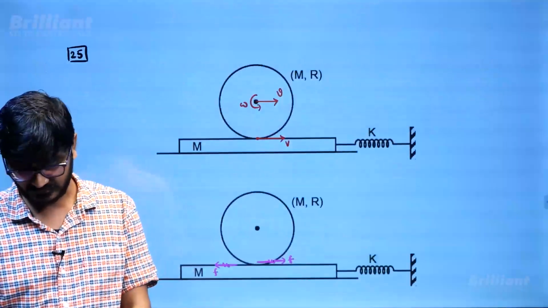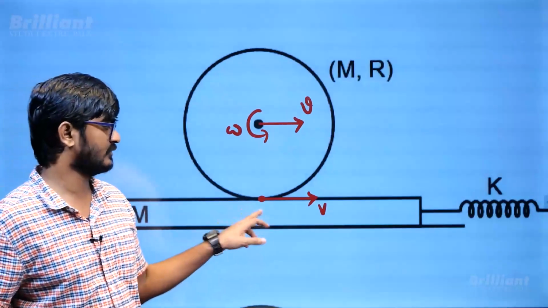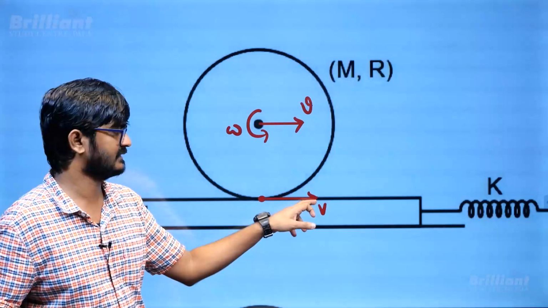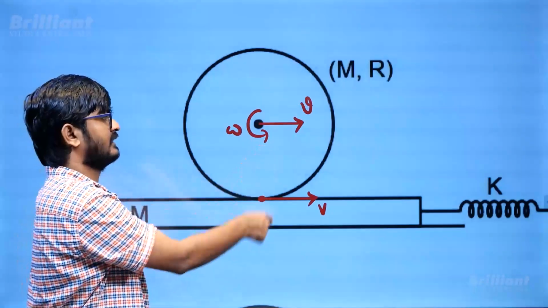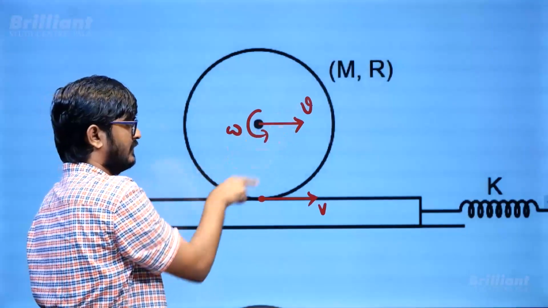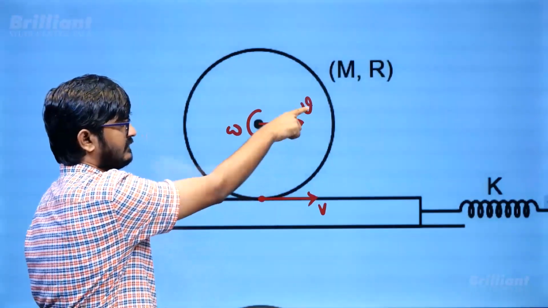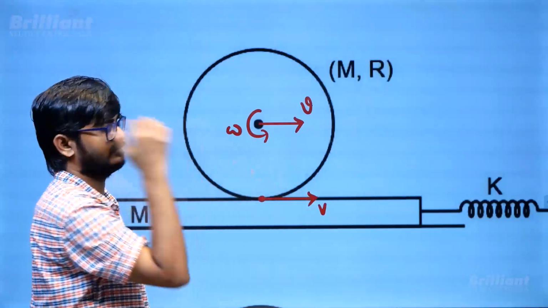So how does the figure look at the mean position? At the mean position, this velocity will be maximum. Let me say v. Now let me say this velocity is this v and its angular velocity is omega. By the pure rolling condition, this v plus this r omega must be equal to this v, right?